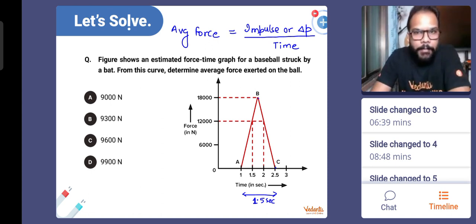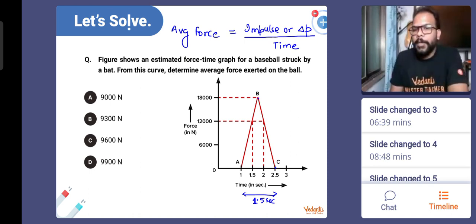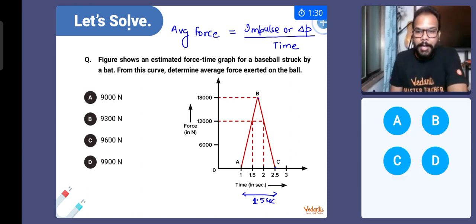Do you guys understand what we are going to do? We are going to first find out the area of the graph, then we are going to divide it by the total time taken. Okay, do you guys want to try this? Everyone, try it. Okay, start solving. Giving you people 90 seconds, and the time starts in 3, 2, and 1.